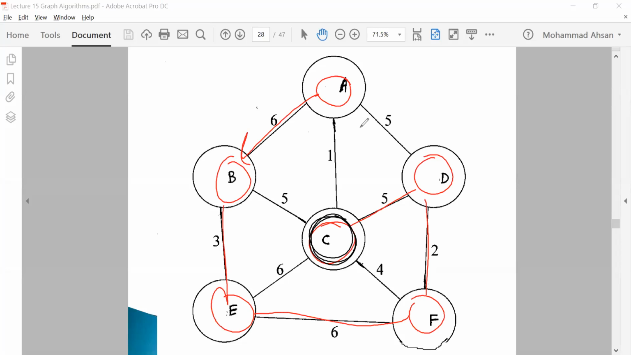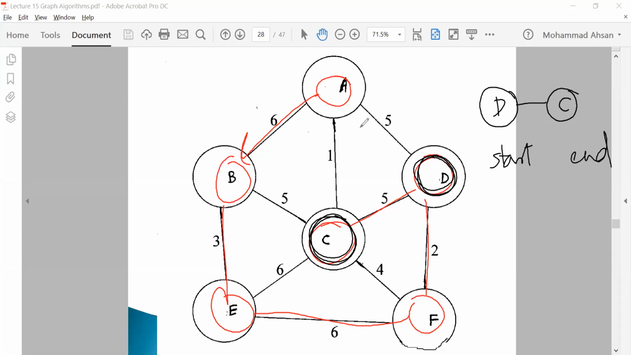So C becomes black. So you put C at the beginning of a linked list. As you finish exploring a vertex, which means as your vertex becomes black, you put that vertex in a queue. Every time you finish something, now next D becomes black, so you insert that at the beginning of the queue. This side is the start and this side is the end of the queue. Then you go to F, then F comes at the beginning of the queue.